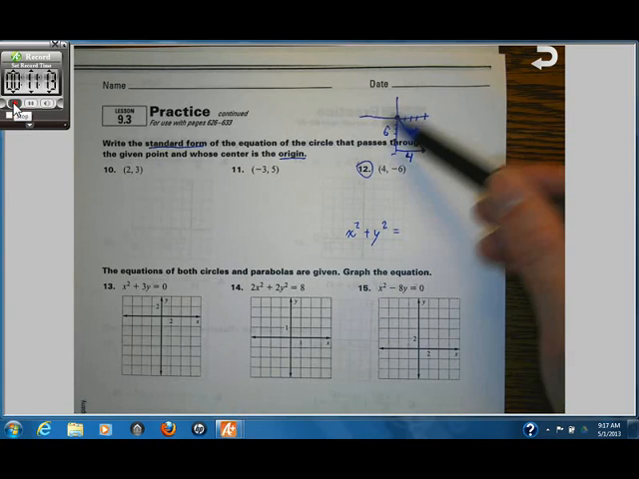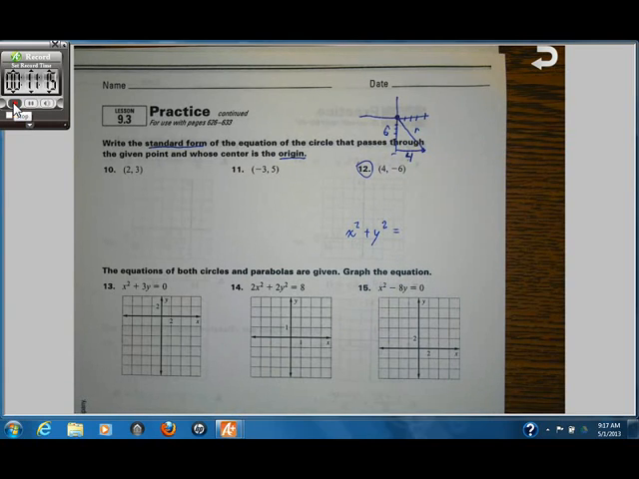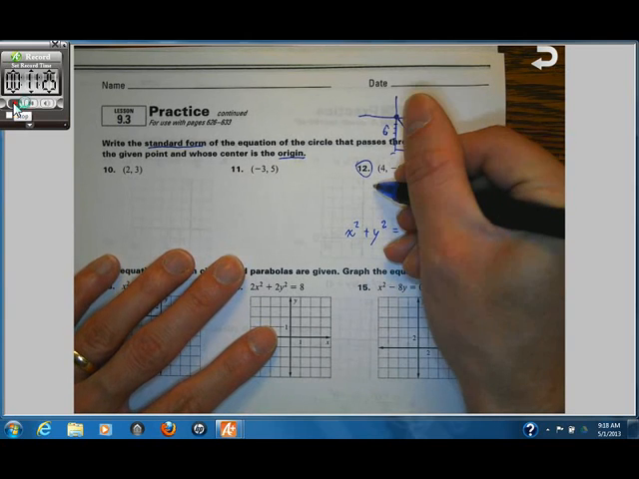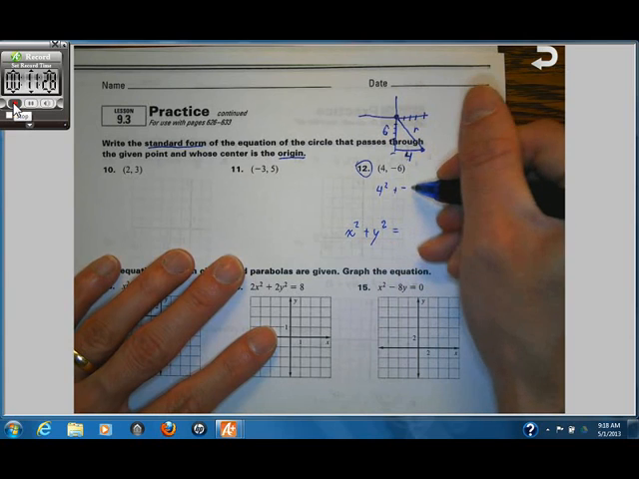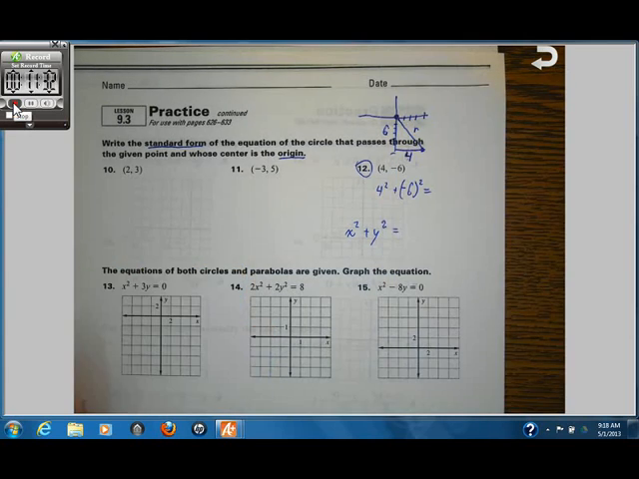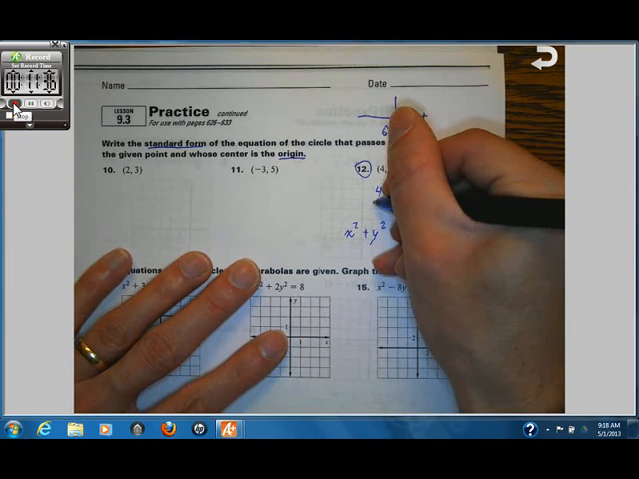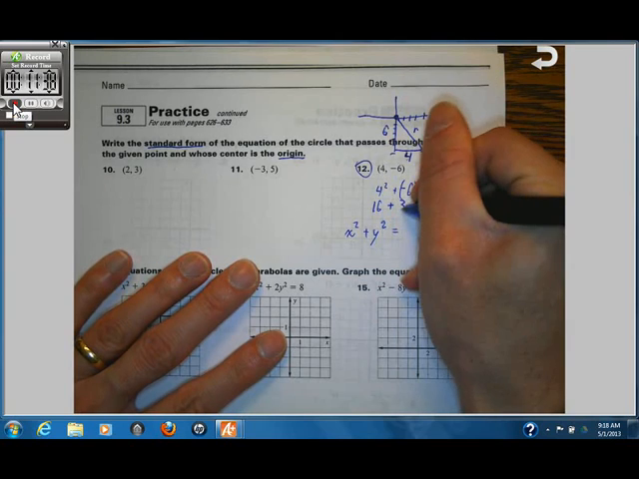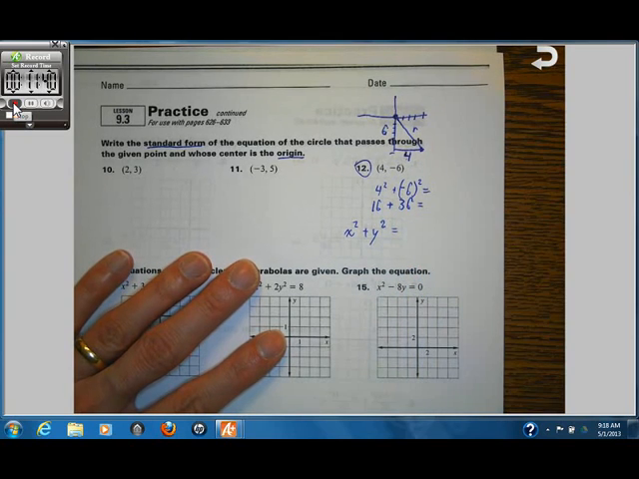Alright, so 4 squared plus negative 6 squared equals something, right? Now, what's 4 squared? 16. What's 6 squared? 36. And the sum is 52. That is your radius or your radius squared? And the formula wanted your radius or your radius squared? So we just put the 52, and that's it.